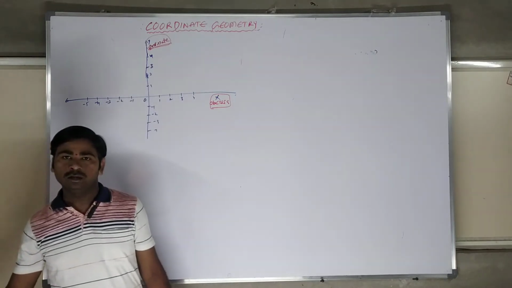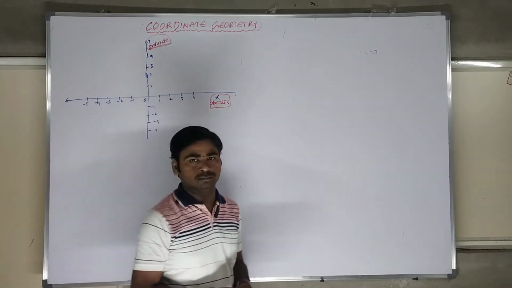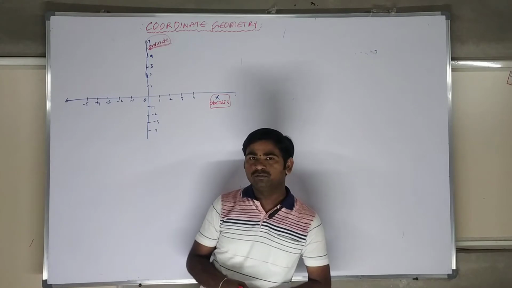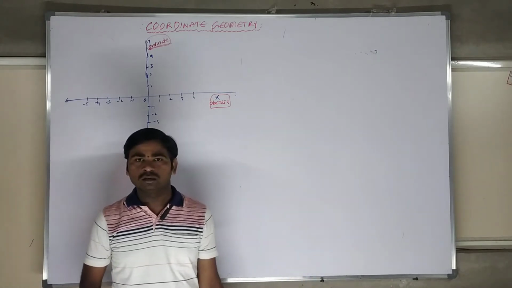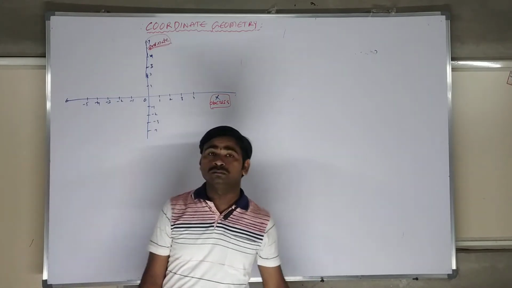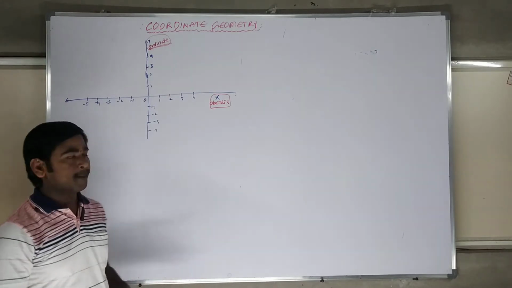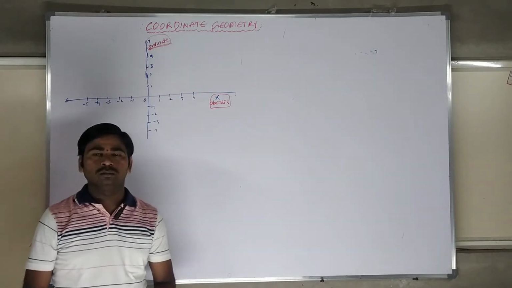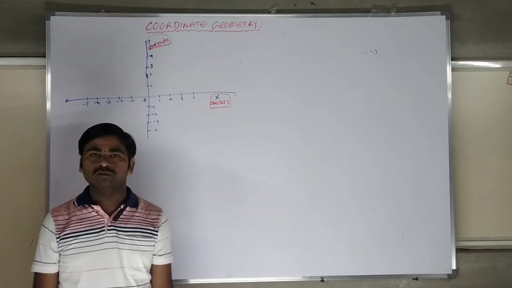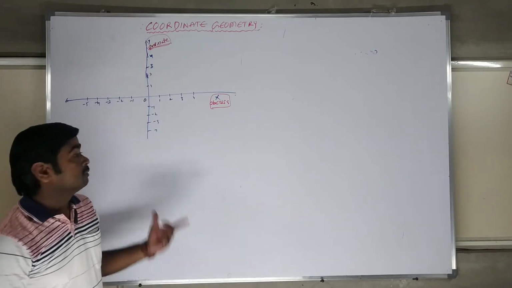Last class we started coordinate geometry basics. Only the distance formula, midpoint formula, and sectional formula were calculated. Now I move on to how to find the area of a triangle in the two-dimensional plane, how to find the area from coordinates.